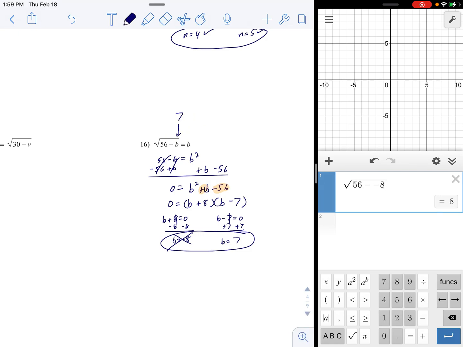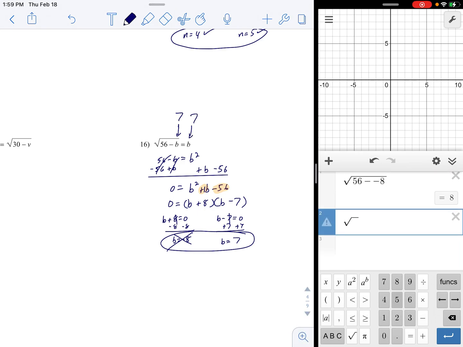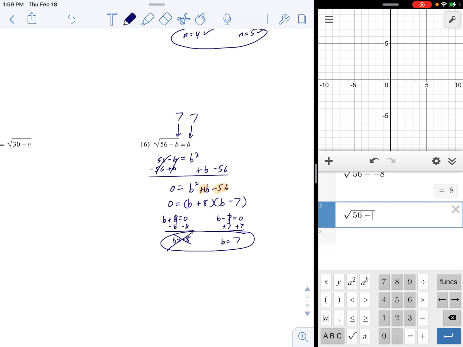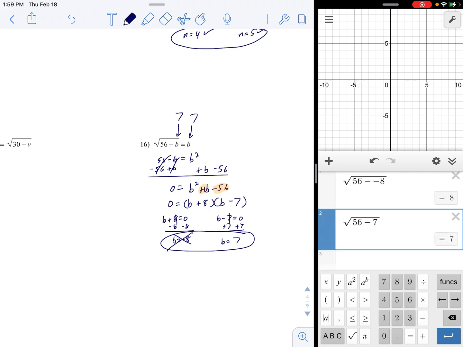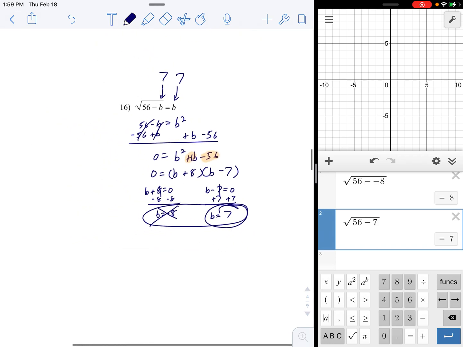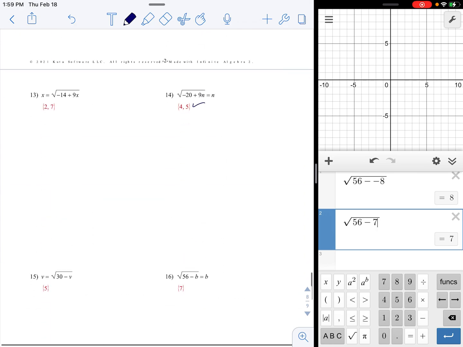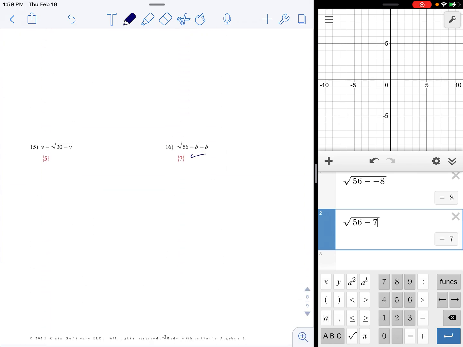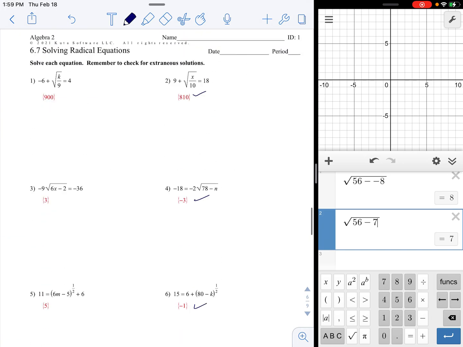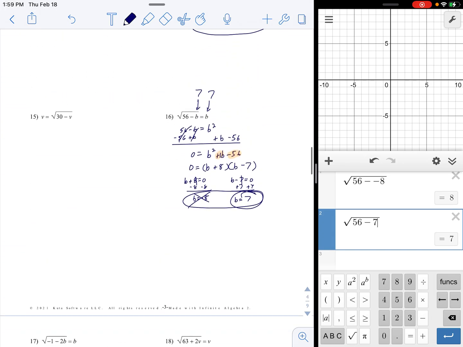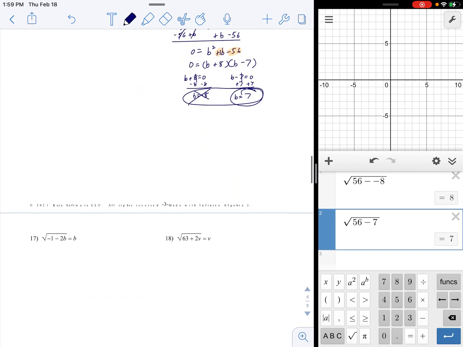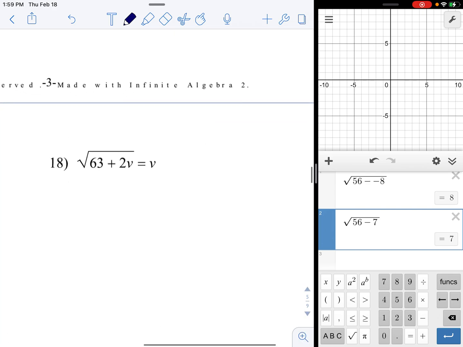Let's check 7 as well. Plug in a 7 here, and do we get a 7 there? So square root of 56 minus 7. We do indeed get 7. So 7 is the only good answer. -8 is what we call extraneous, like extra. It is not good. 7 is the only answer. So now hopefully you see what it looks like when you get an extraneous solution. We have a few more of these just for practice.